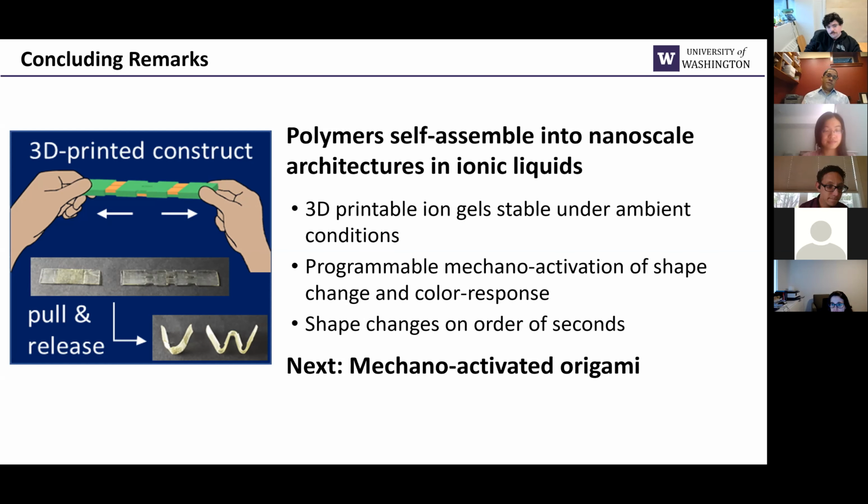And so the next big thing for us is to look toward mechanoactivated origami. Lucas mentioned origami during his talk as well. But the idea is that you can start with some flat object and pull on it, and then it will turn into a glider or a box or a shipping container. Those are the sorts of things that we're after now.